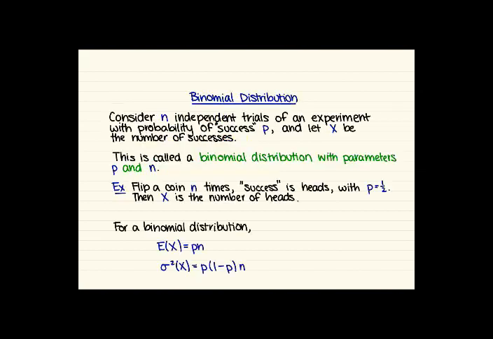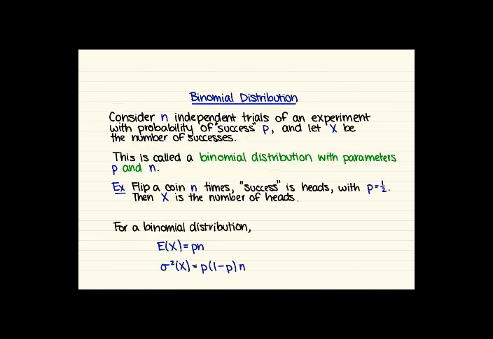There's one special distribution that we're going to talk about that comes up all the time, which is the binomial distribution. Suppose we've got n independent trials of an experiment with probability of success p, and let the random variable X count the number of successes. You can think about a coin flip, where we're flipping a coin n times. It's not necessarily a fair coin. If your success is heads, then that probability is p, and it might be 1/2 or it might be something else. This is called a binomial distribution with parameters p and n.